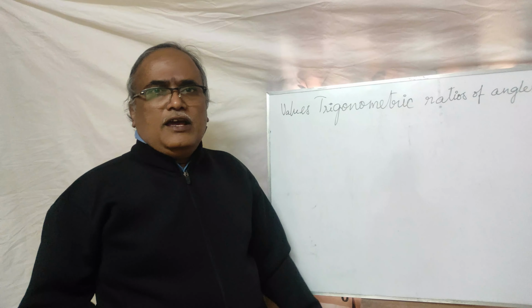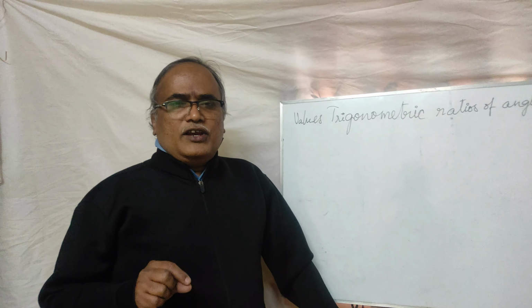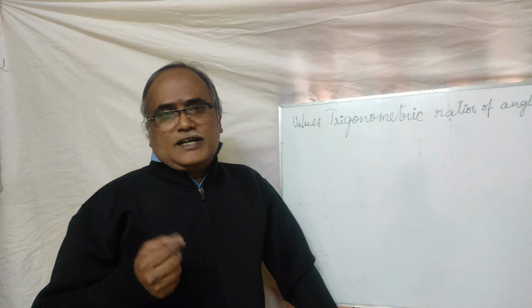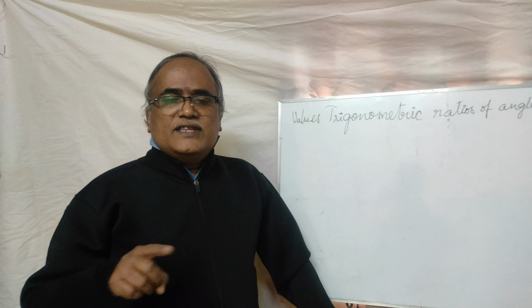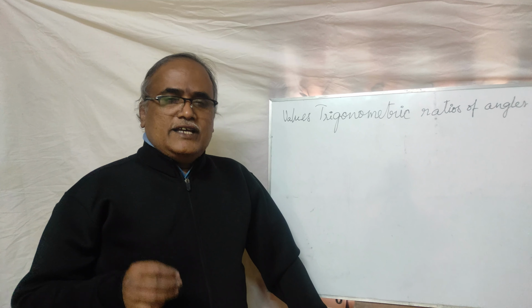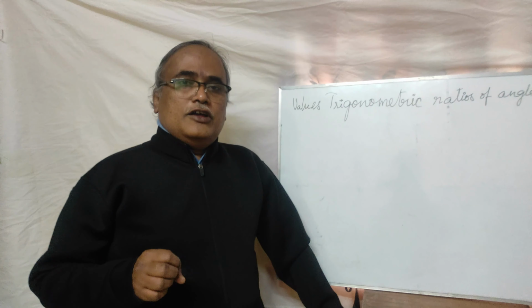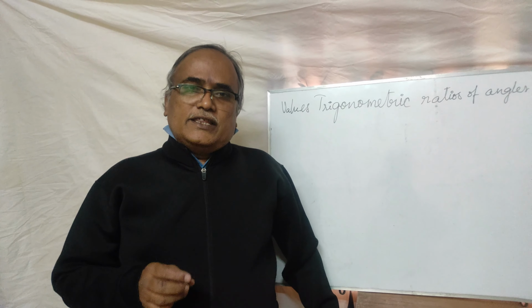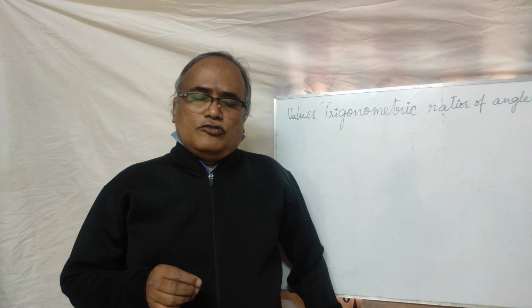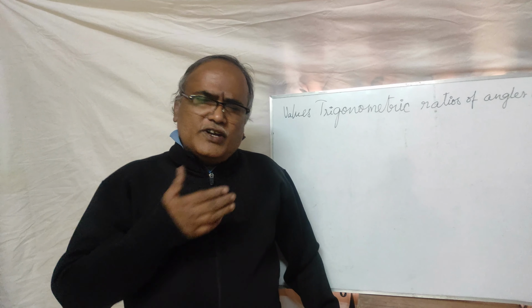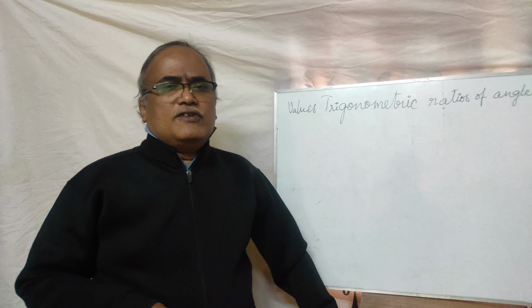Generally, while proving the values for 30 degree and 60 degree, we take an equilateral triangle. The teacher explains with the help of the equilateral triangle how we find out the value of sin 30, cos 30, tan 30, cosecant 30, secant 30 and cot 30. And even for 60 also, we use the equilateral triangle.